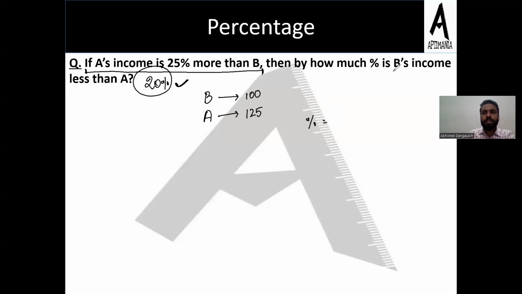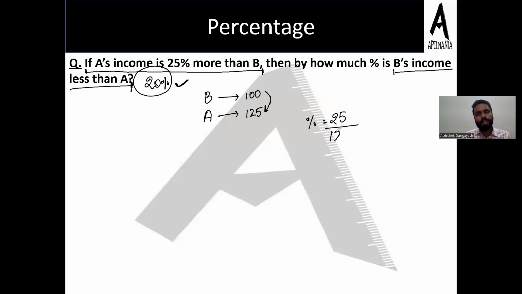By how much percentage? क्वेश्चन में क्या पूछा गया? By how much percentage B's income is less than A. ये वैल्यू क्वेश्चन में पूछी गई है. B की इनकम कितने रुपए कम है? B की इनकम थी 100 रुपए, A की इनकम थी 125 रुपए. कितने रुपए कम हुई? 25 rupees कम है. किससे कम है? Now think about it. You are comparing B's income. B की इनकम किससे कम हो सकती है?